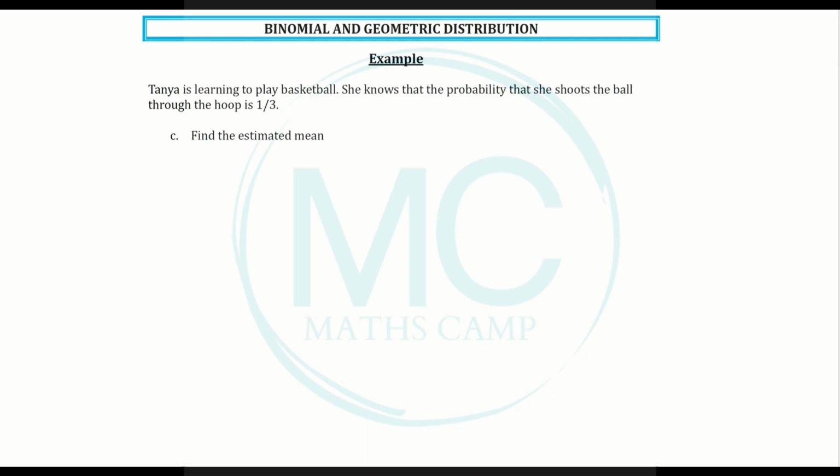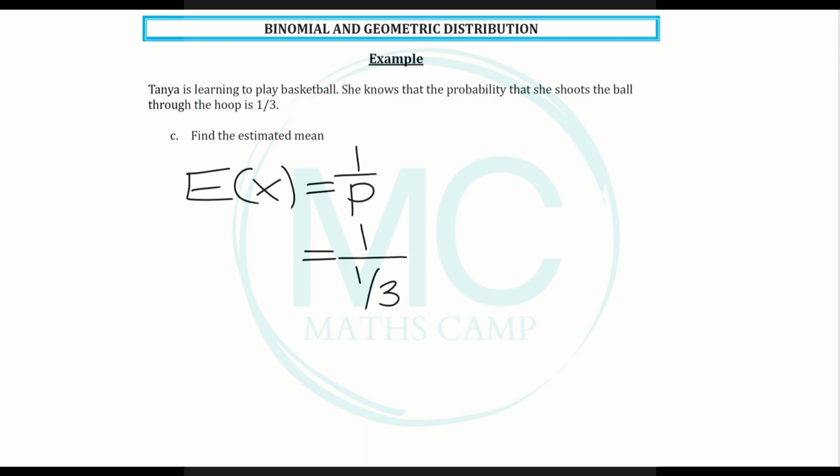And finally, we can move on to part C. Find the estimated mean. To find the estimated mean, you can say the mean is equal to 1 over p. We know that p is 1 over 3, so we get 1 over 1 over 3, which leaves us with a mean of 3.